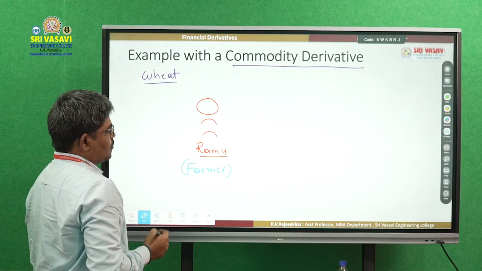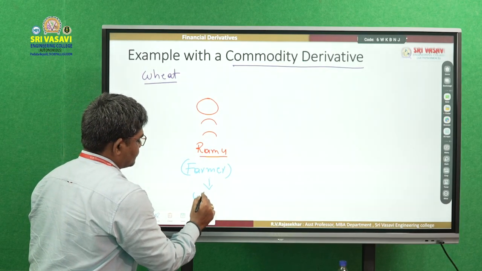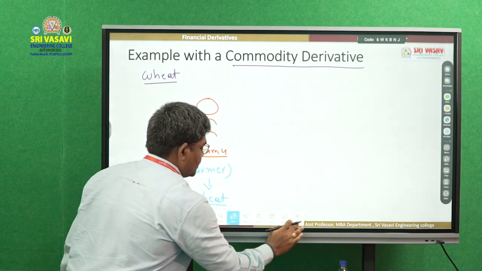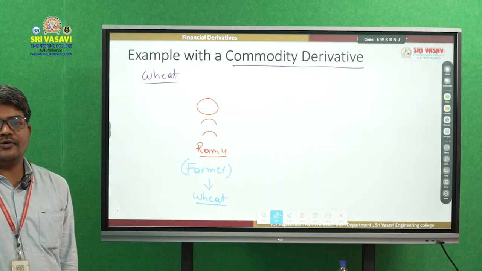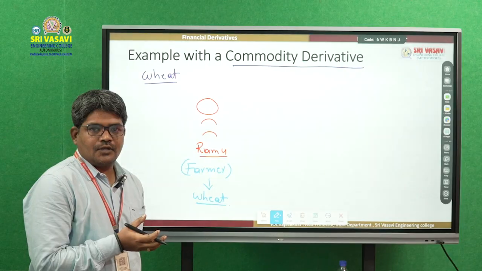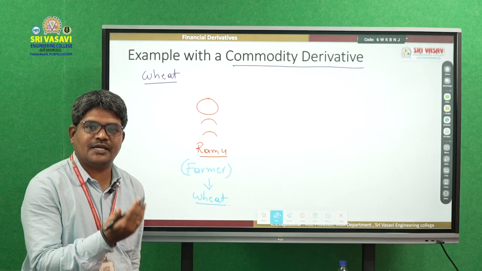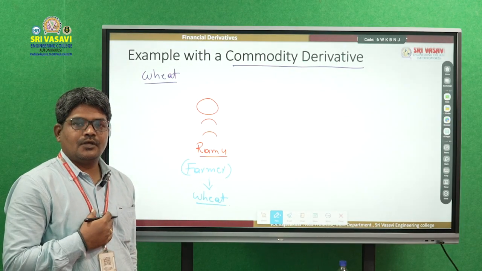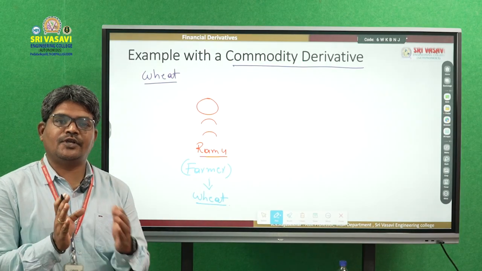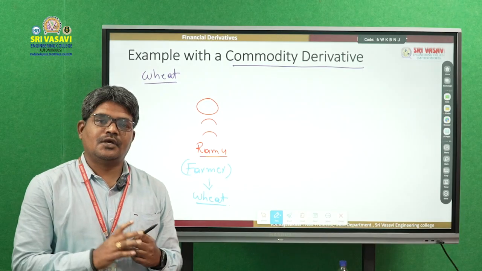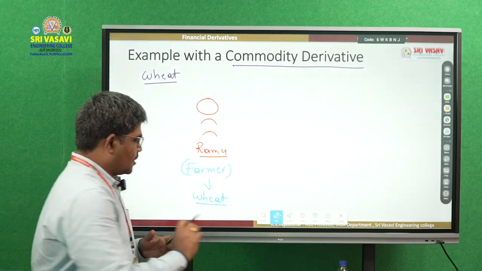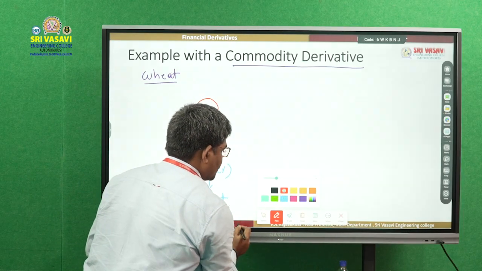Ramu is a farmer. What does he cultivate? He cultivates wheat. In each and every season, Ramu is going to cultivate the wheat. Once he receives the wheat, he is going to sell it in a market and encash his agri output. Now, what kind of risk does Ramu have and how is Ramu going to transfer his risk to other parties with respect to the agriculture commodity, wheat? Now, let us start the process.